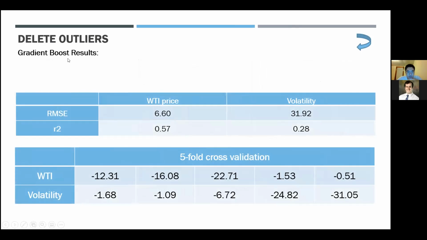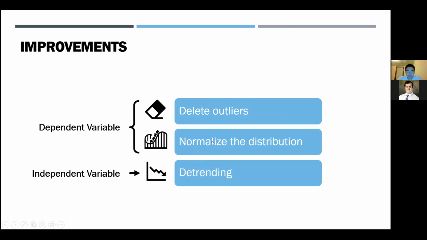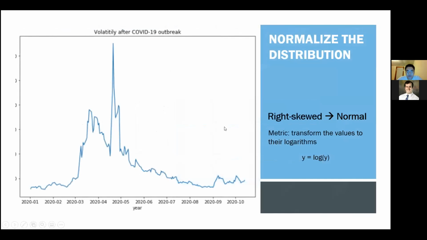After that, we apply gradient boost again and see the results. The performance on WTI got better, but the performance on volatility got worse. So our decision is to delete the outliers in WTI and leave the outliers in volatility. And the final improvement is to normalize the distribution.